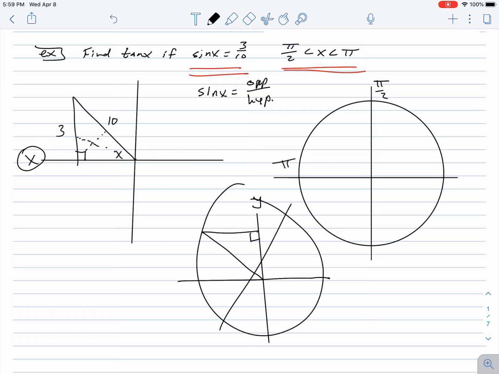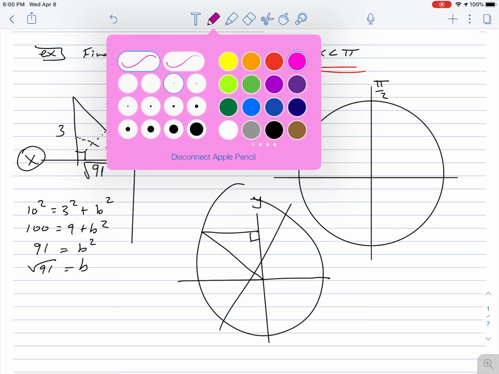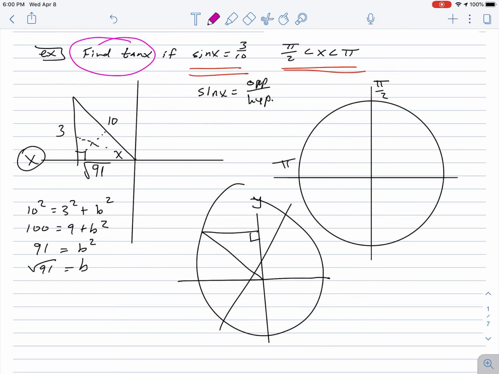Pythagorean theorem gives us the third side. So I get 10 squared equals 3 squared plus this unknown squared. Let's call it b. Okay. 100 equals 9 plus b squared. Subtract, and we get 91, and then square root both sides. And this is fine for me. Don't go decimals on this. I don't really love decimals. So that's your triangle. And then the question is asking, what is tangent of x?